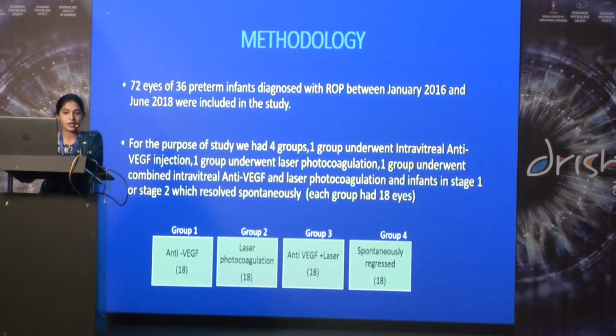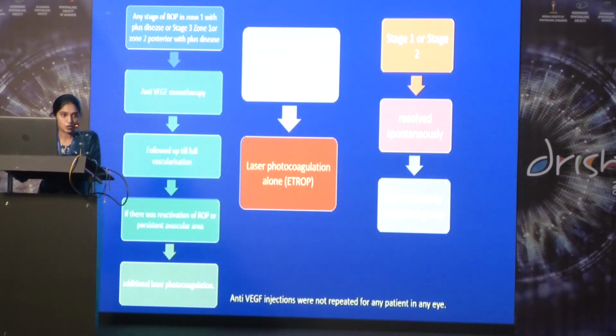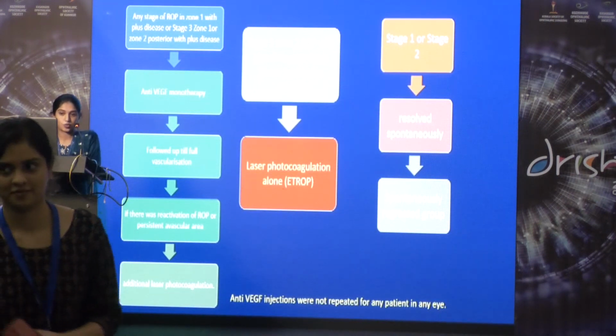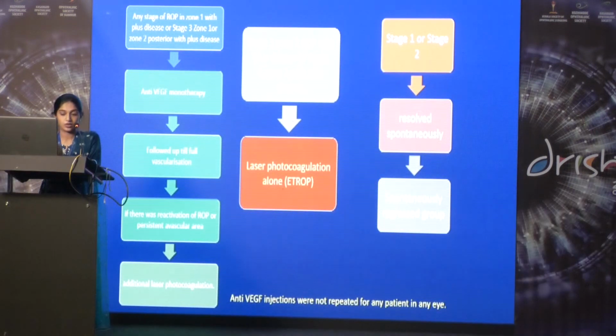For the purpose of the study, we divided the infants into 4 groups based on the treatment they received: group 1 having anti-VEGF injection alone, group 2 having laser photocoagulation alone, group 3 having anti-VEGF and laser photocoagulation, that is combined therapy, and group 4 having spontaneously regressed ROP without any treatment. Based on the ETROP guidelines as well as the stage and severity of the ROP, we planned the treatment modalities: anti-VEGF with laser, or laser photocoagulation alone, or no treatment in case of spontaneously regressed stage 1 or stage 2 disease.